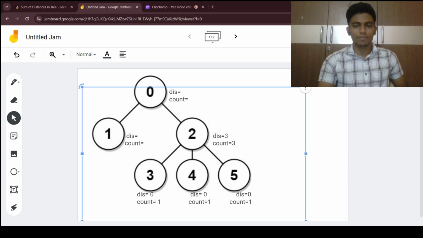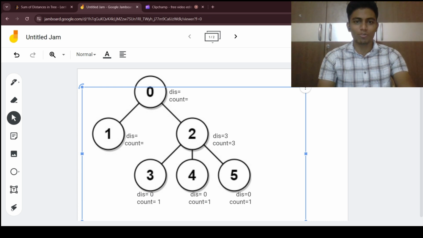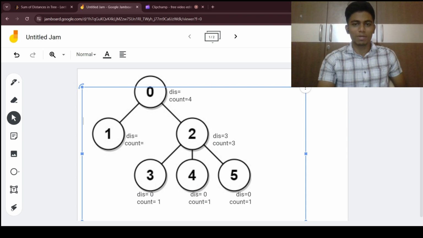And then for this, when we come back here, the distance is going to be 3 as we are adding this. And then one more thing is we are going to add the count: count is going to be count plus 3, which is 3, and then this 0 is also present, that's why it is going to be 4. And whenever we are adding, the distance for this particular node is 3.